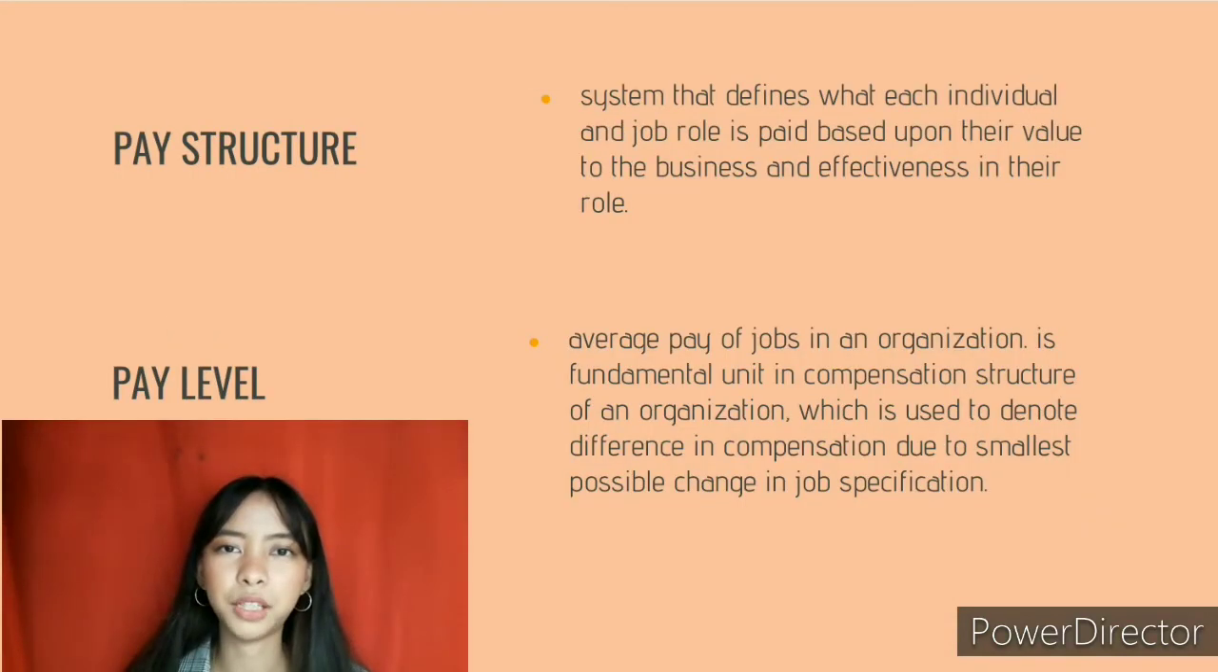Salary level decisions can be broken into two parts: pay structure and individual pay. Pay structure is a system that defines what each individual in a job role is paid based upon their value to the business and effectiveness in their role. Next is pay level. Pay level is the average pay of jobs in an organization. It is a fundamental unit in the compensation structure of an organization, which is used to denote differences in compensation due to the smallest possible change in job specification.